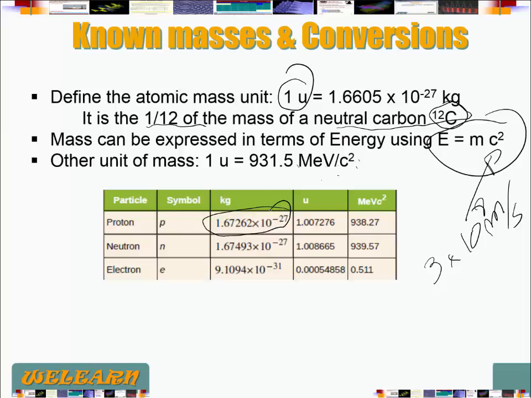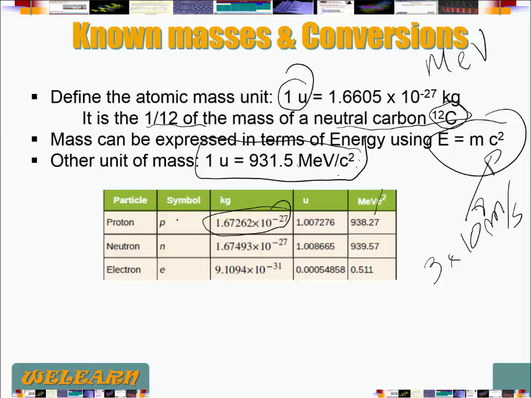An alternative, a more convenient way for finding the energy equivalent that we use in nuclear physics is using what we call the MeV, mega electron volt unit for energy. Now the conversion factor between mega electron volts and atomic mass unit is given here. One atomic mass unit is 931.5 MeV per c squared. Notice here in the table it's supposed to say per c squared.